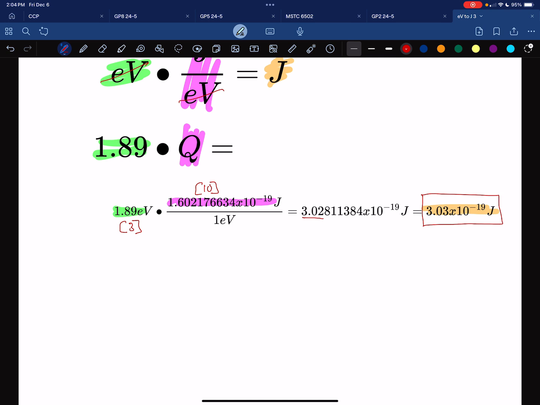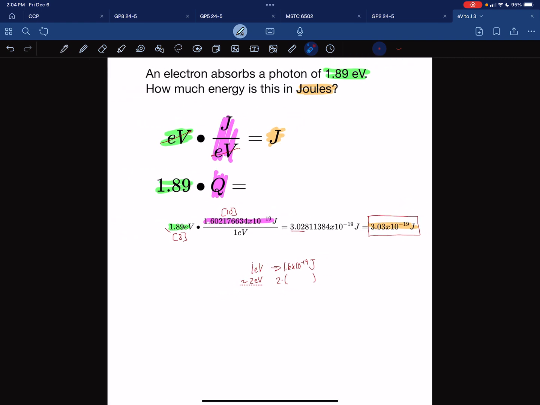And if we step back and ask ourselves, does this number make sense? Well, if we had 1 eV, then we had 1.6 times 10 to the minus 19th joules. So 1.89 eV is about 2 electron volts, so it should be about 2 times this number. So it should be about 3 times 10 to the minus 19th. Conceptually, we can say we only have about 1 of these very, very tiny things, so we're going to have an extremely small number of the big things. So just a number of ways to think about it when we do our unit analysis and conversion.